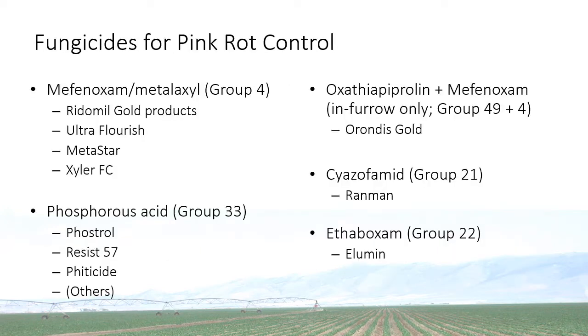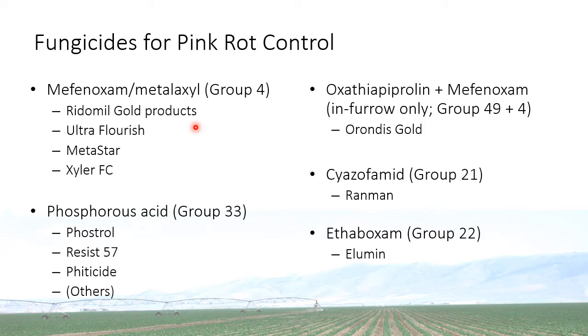Now there are many fungicides that are available for pink rot control, and I have put these in groups according to their mode of action. These groups are numbered and defined by the Fungicide Resistance Action Committee. So group 4, we have mefanoxam or metalaxyl-based products. You may be familiar with those as Ridomil Gold. There's also Ultra Flourish, Metastar, and Xylar FC. And these have been very effective in controlling pink rot. They're systemic. They can be absorbed by the plant and redistributed down to the tubers. And they've been found to be very good as in-furrow applications.